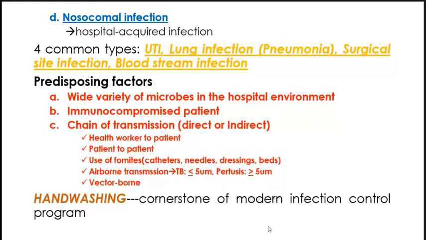Now, what are the predisposing factors? So that we have here, as mentioned earlier, we have a wide variety of microbes in the hospital environment. And then, of course, you will not be in the hospital if you are not sick. Then, therefore, you are immunocompromised. Then, we also have the chain of transmission. Yun nga, direct or indirect. Pwedeng health worker to patient, pwedeng patient to patient, pwede ring use of fomites, pwedeng airborne, and pwede ring vector-borne. So again, it's reiterated in here that hand washing is still the cornerstone of modern infection control. Okay.